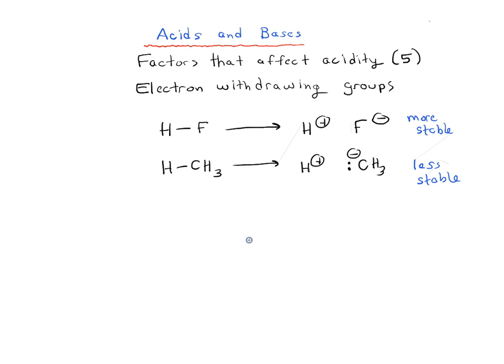And why would we say that was? Well, it was because of electronegativity. The key factor here was that fluorine has an electronegativity of 4.0 and carbon has an electronegativity of 2.5. And that helped to explain this 10 to the power of 50 difference in acidity between HF and methane.